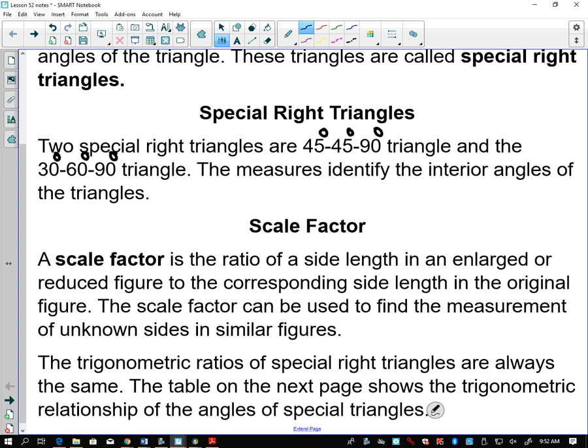Okay, same way with the 45, 45, 90. The ratios of the sides will always reduce down to the same ratio. Every 45, 45, 90 triangle is proportional to every other 45, 45, 90 triangle because of the angle, angle, angle similarity postulate. The trigonometric ratios of each right triangle are always the same. The table that we're going to see on the next page shows the trigonometric relationship of the angles of special triangles. So these are those ratios in simplest form.